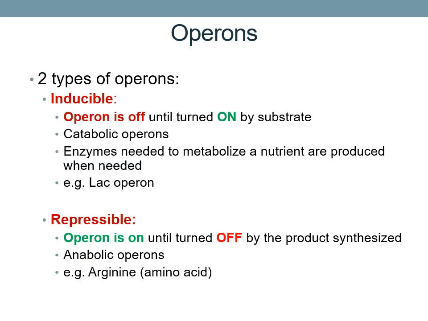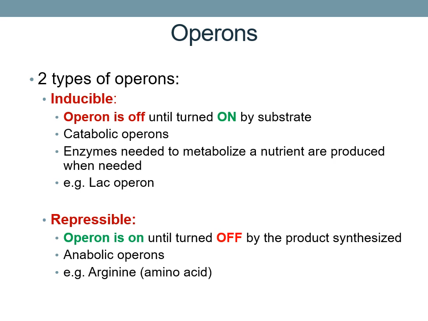There are two types of operons to know: inducible operons and repressible operons. Inducible operons are off until they are turned on by the substrate. These types of operons are catabolic, meaning the proteins they code for are used to break stuff down in degradation reactions. For example, enzymes that are needed to metabolize a nutrient are only produced when the nutrient is present in the cell. An example of an inducible operon is the lac operon.